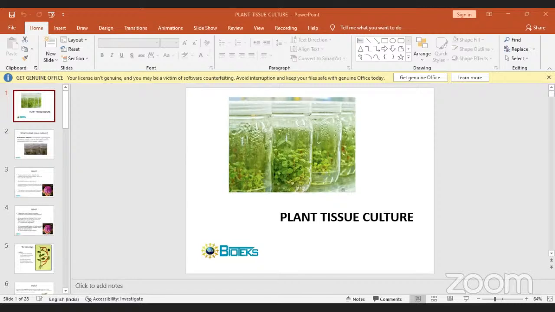Today we will discuss experimental embryology. What is embryology? Already we discussed it. Today we discuss the experimental aspects. What are the experimental approaches involved in embryology? Embryology can be classified into three categories: descriptive embryology, comparative embryology, and experimental embryology.